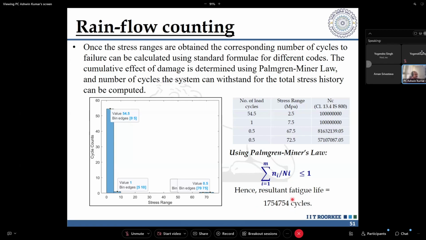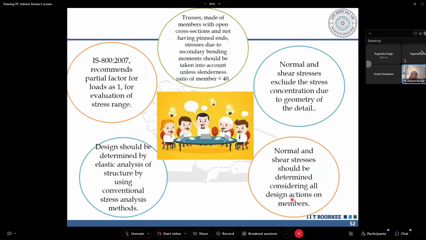Now if I have the data from the running time of trains, how many times a train of a certain load will pass over that particular detail, I can do my analysis and see whether the number of cycles the detail can carry is more than the demand that is coming. Then everything is safe for me. Now, certain discussion points: normal and shear stress exclude the stress concentration due to geometry detail. You need to consider that.